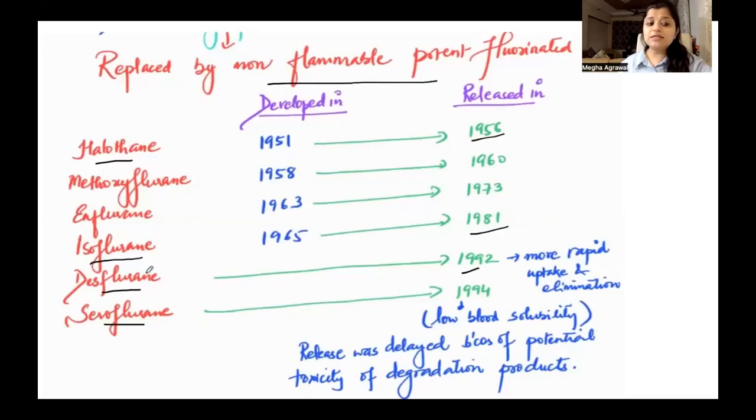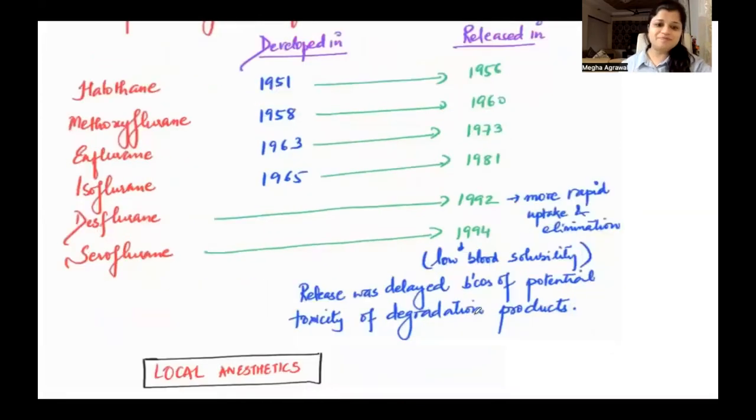Now desflurane is very famous, but these days there is a concern that it is causing a lot of atmospheric pollution, and actually in Scotland it has been banned also. So let's see what happens further. Then sevoflurane is the most recent. Its release was delayed because of potential toxicity. It produces compound A. This we'll be learning in detail in the inhalational anesthetic topic.